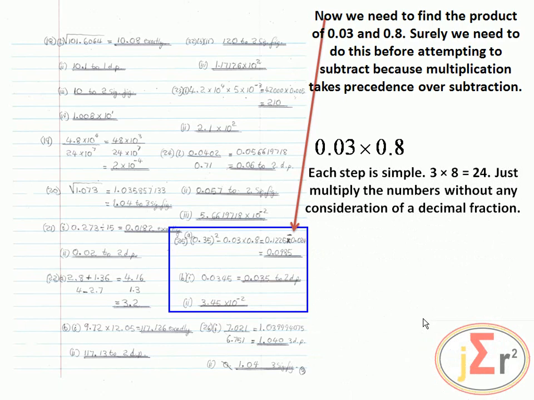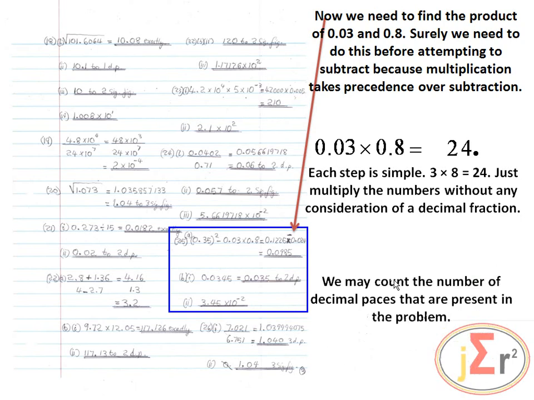3 multiplied by 8 is equal to 24. So just multiply the numbers without any consideration of the decimal fraction. So just say 3 eights are 24. No problem. What do we do next?